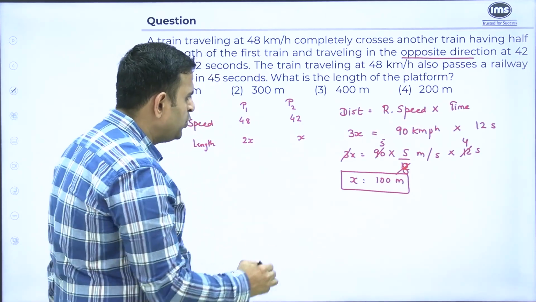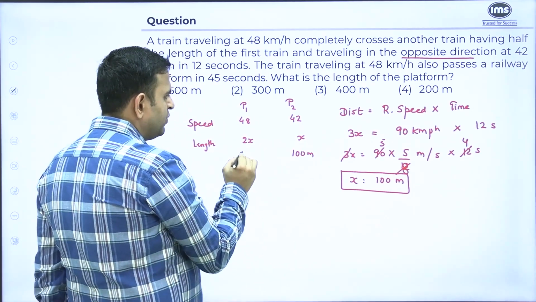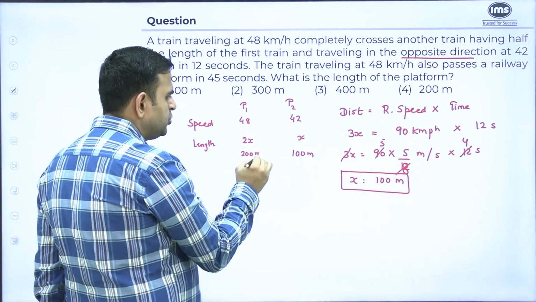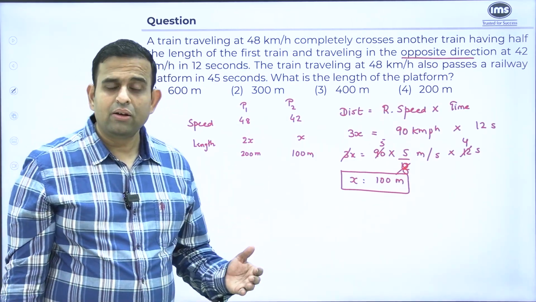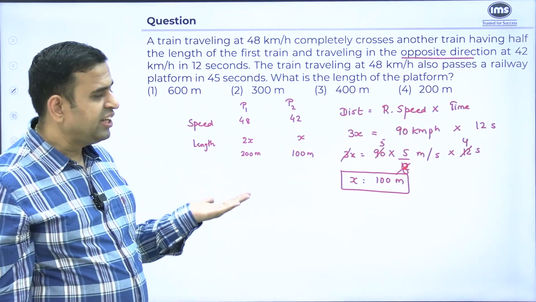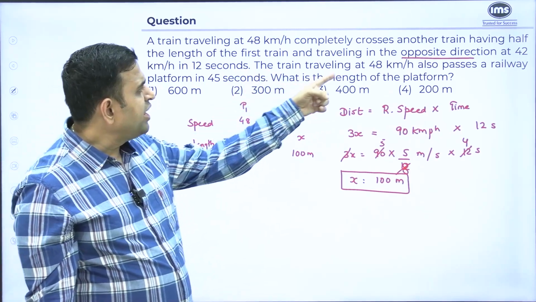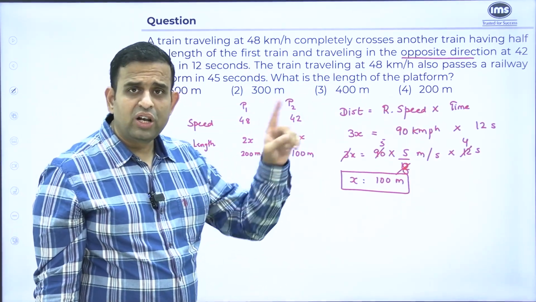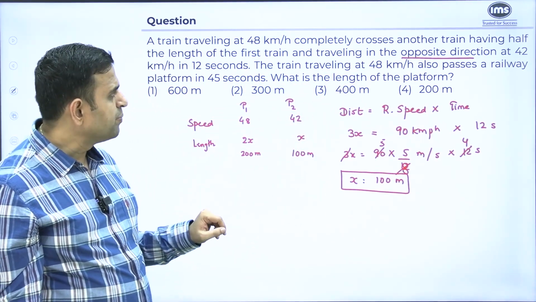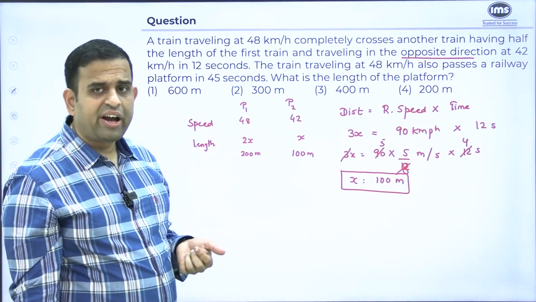So the length of train 2 happens to be 100 meters. The length of train number 1, one can say, happens to be equal to 200 meters. Wait, they have not asked you for the length of train 1 and train 2. What they say is, the story continues, and it says the train traveling at 48 kmph, the one with the length of 200 meters, also passes a railway platform in 45 seconds.